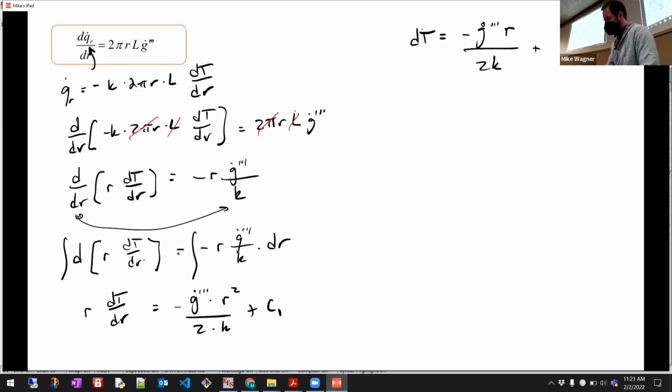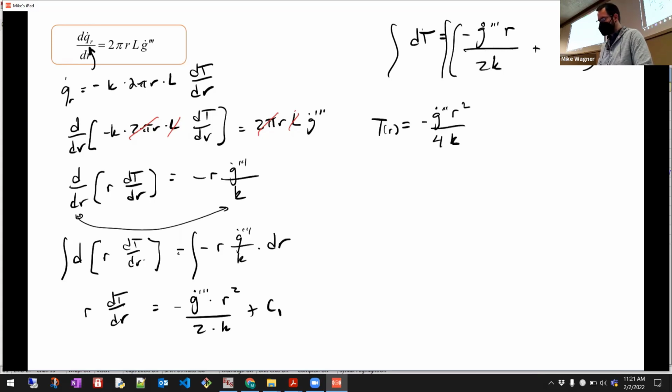Okay, let me just write it this way, all of this times dr. So now I can integrate again, right? Integrate one more time, and I'm left with the integral of this, integral of this. So now I have an expression for T, which is a function of r. And that's equal to minus g dot triple prime, integral of r is r squared over 2, so that becomes r squared over 4k, plus C1 times, what's the integral of 1 over r? ln of r, natural log, plus another constant of integration.